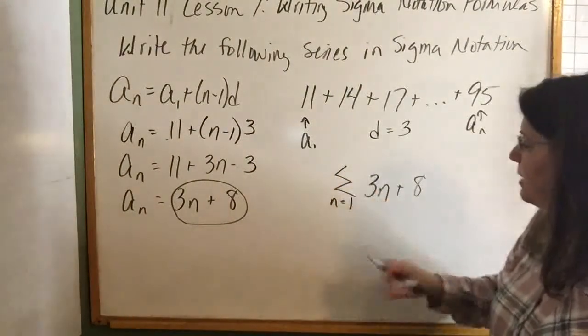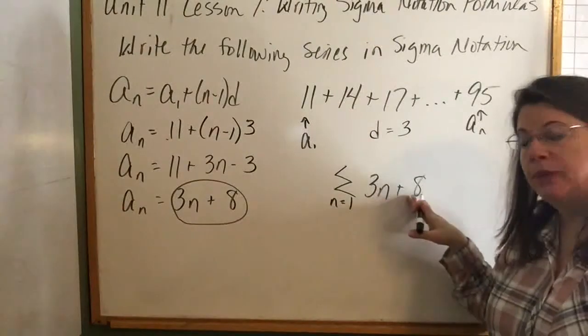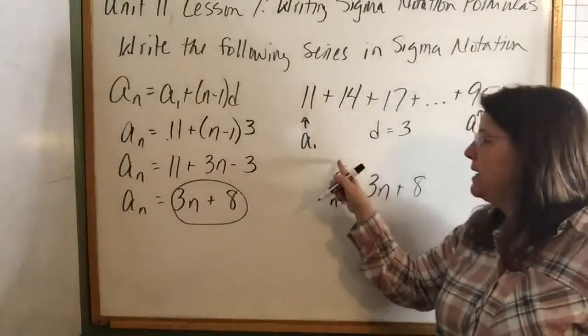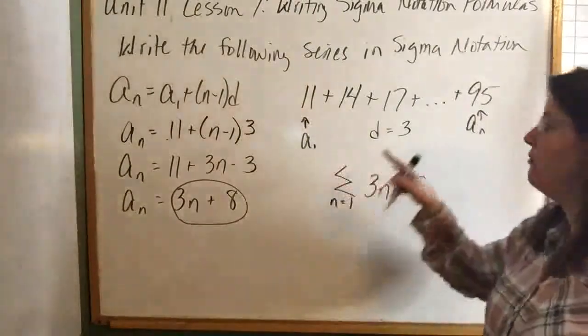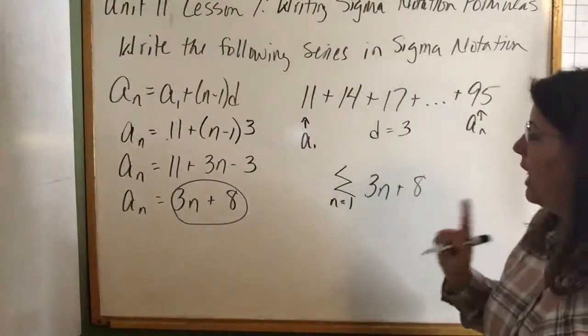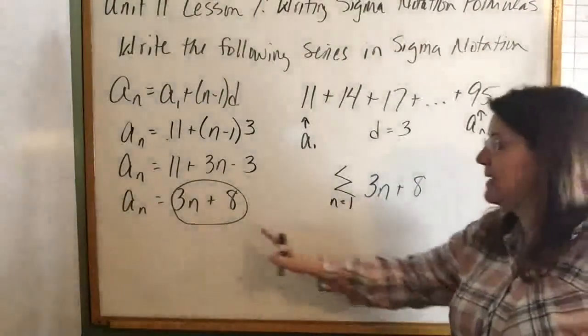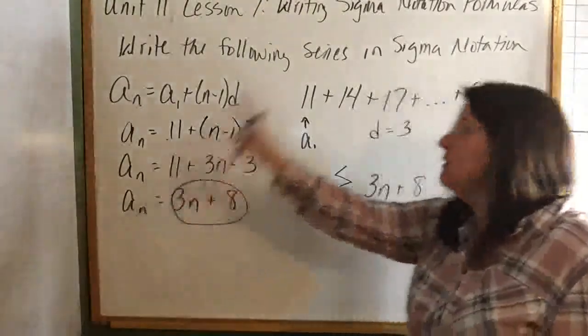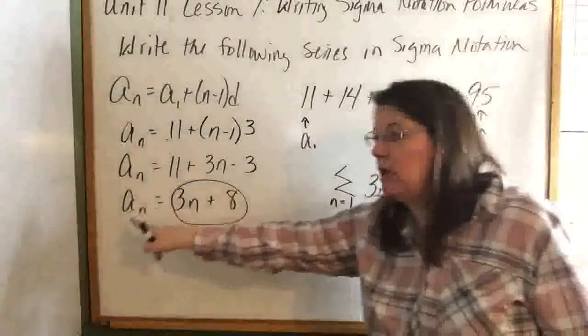So I put my formula for the sequence here. Then the only other thing I need to do is I need to determine what n value will give me 95. Well, if I want to figure that out, all I have to do is set this equal to 95, right? This is the last term, so that's what a sub n equals.